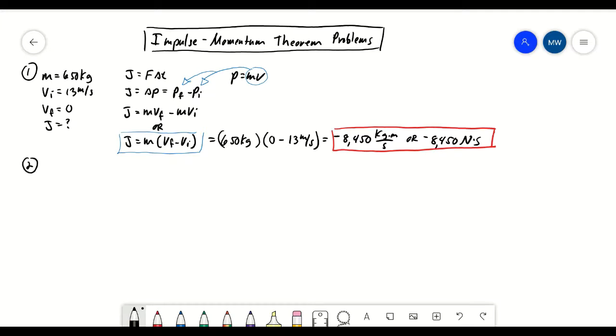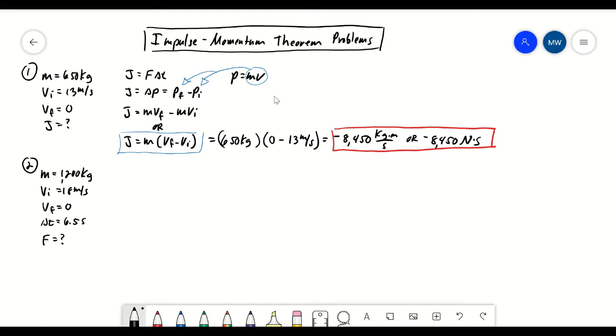Number 2 is a similar question, but it's asking us to do one other thing. It's asking us to find what the force is equal to. So for this one, there's a car that's traveling. It's 1,200 kilograms. It's moving at 18 meters per second, and then it slows to a stop in 6.5 seconds. So let's list everything for this problem. The mass of the car is 1,200 kilograms. The car is initially moving at 18 meters per second, and then it stops, so the final velocity is 0. And it does this in a time interval of 6.5 seconds. And we're asked to find what is the force equal to.